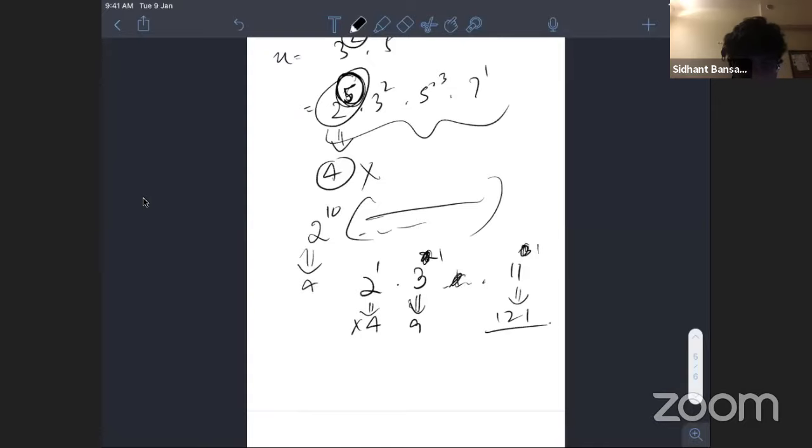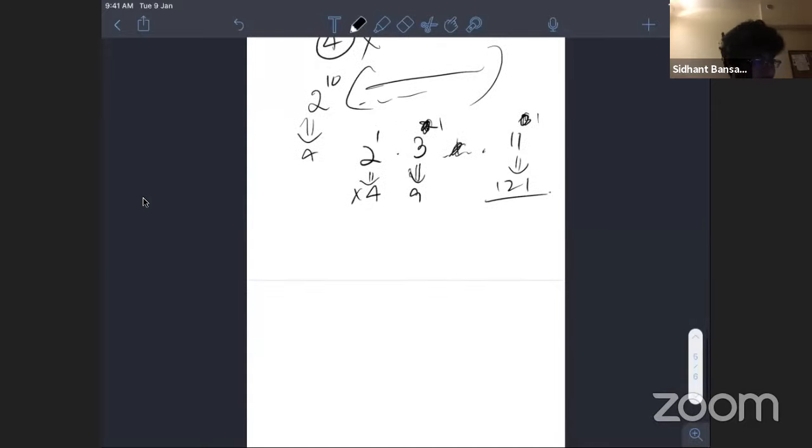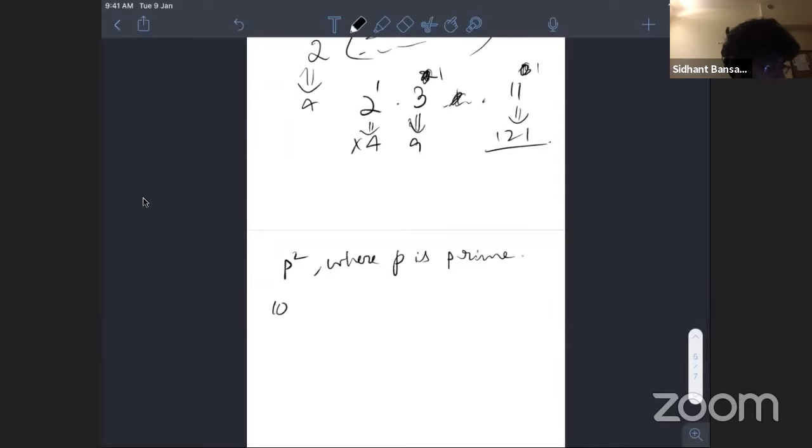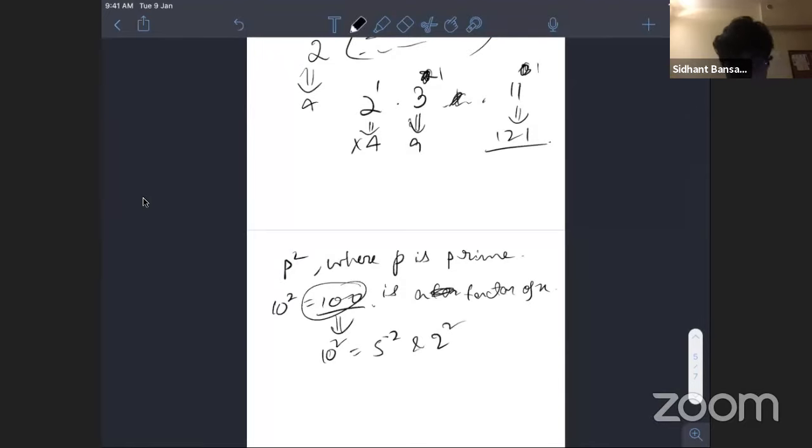Now you might be thinking that you've only considered p squares where p is prime. I haven't considered those square numbers which are not of a prime. For example, let's say 10 squared, 100. Maybe 100 is a factor of x. Then have I considered it? But wait, if 100 is a factor of x, then definitely 10 squared is a factor of x, and if 10 squared is a factor of x, then definitely 5 squared and 2 squared are both factors of x.